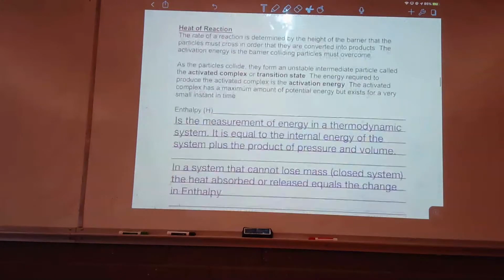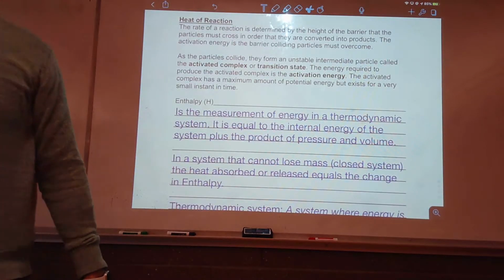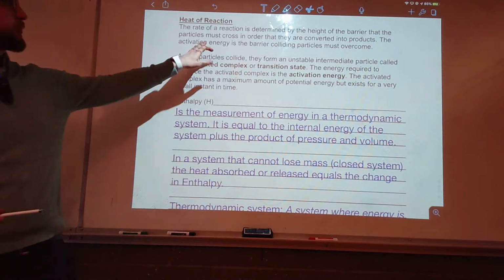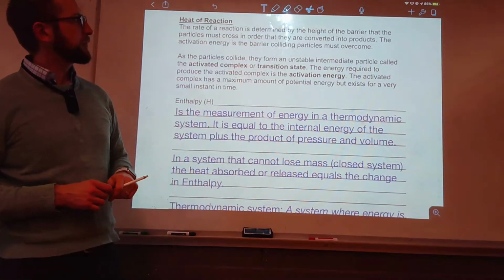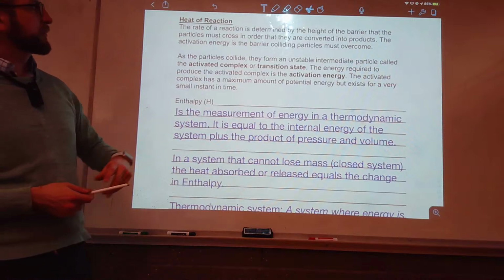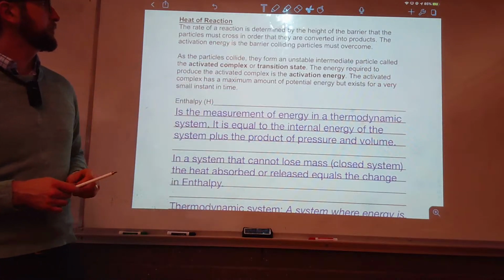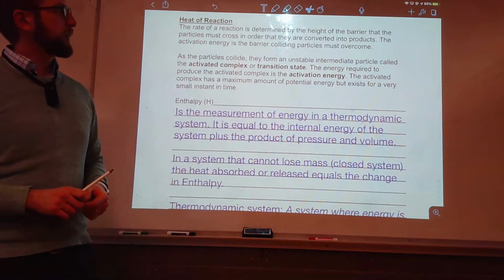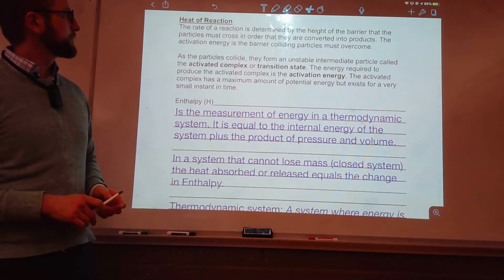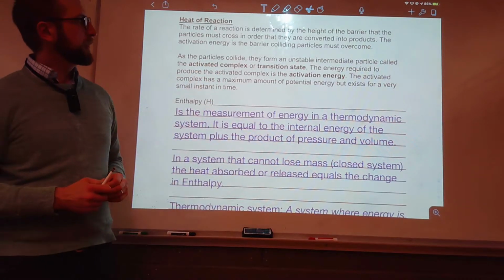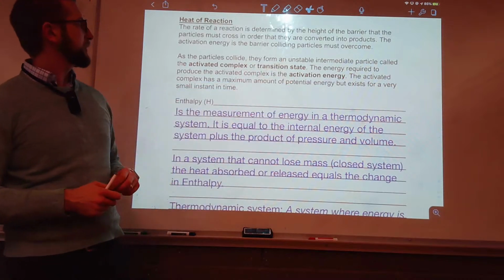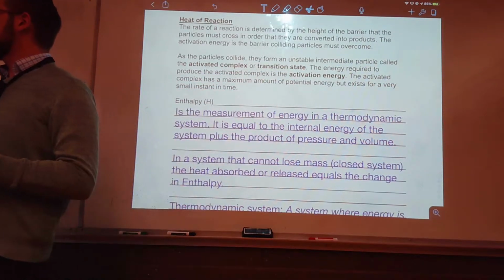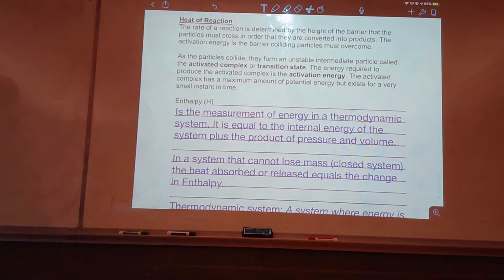All right, so we've seen the heat of reaction shown on our diagram. So let's talk about what that is. The rate of a reaction is determined by the height of the barrier that the particles must cross in order that they are converted into products. The activation energy is the barrier colliding particles must overcome. As particles collide, they form an unstable intermediate called the activated complex or the transition state. I love the transition state.